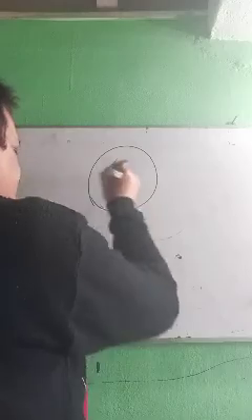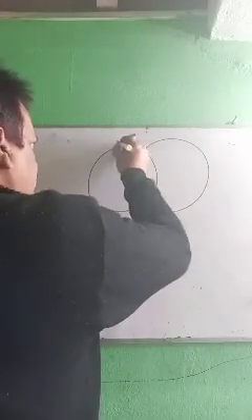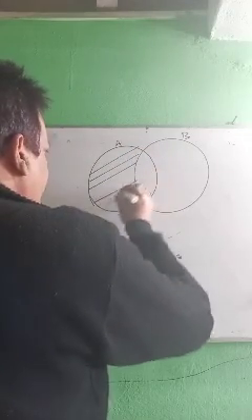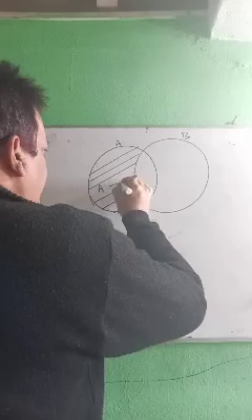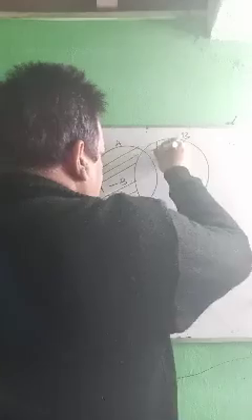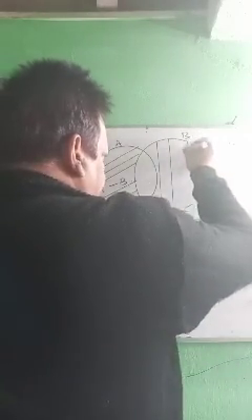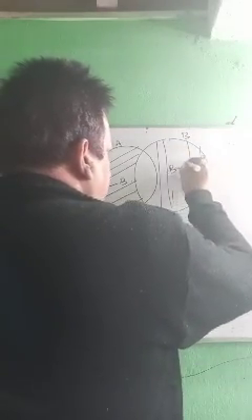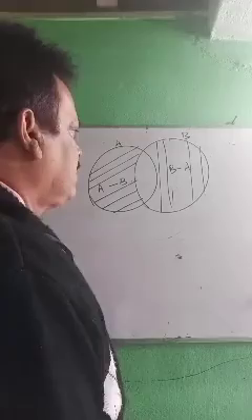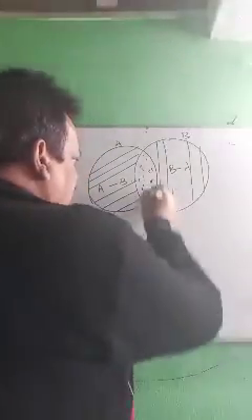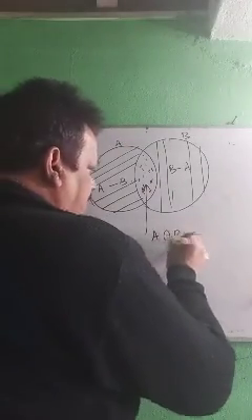Okay. Now, if you see the Venn diagram part, this is A, this is B. This part is called A difference B. Okay, this part is called B difference A. Then this part, what is this part? This is A intersection B.